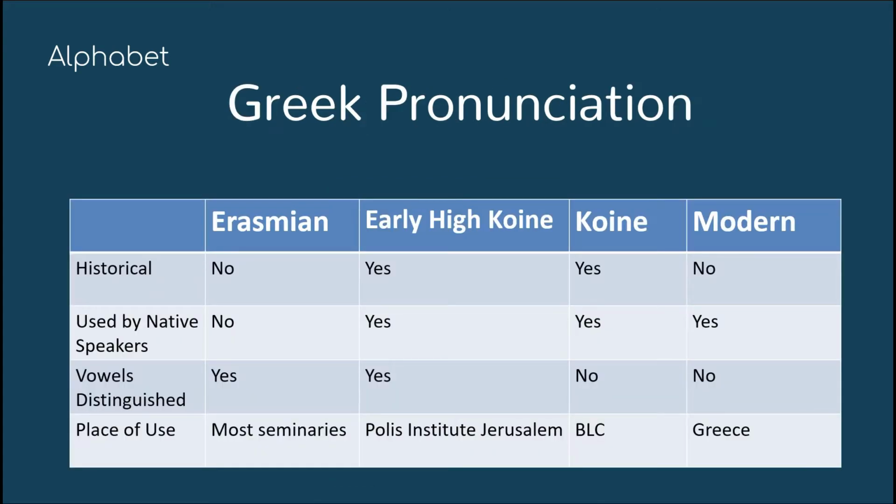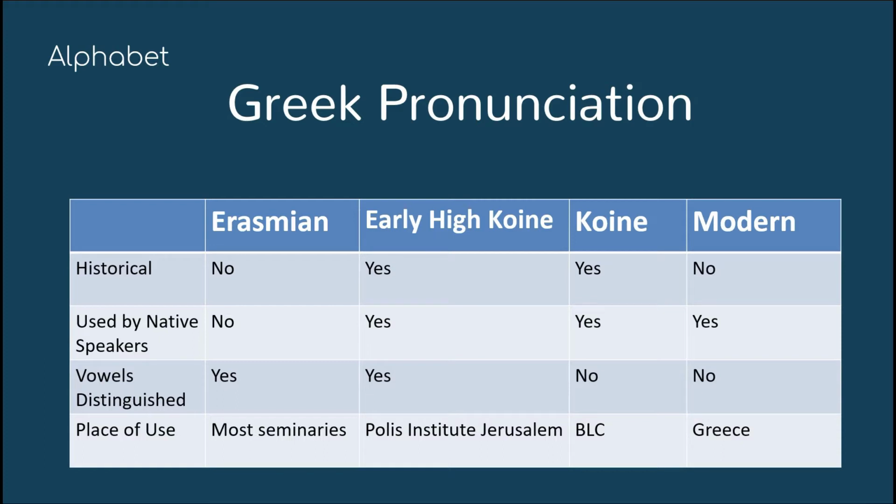Greek pronunciation is a hotly debated topic in New Testament studies. We have created Biblingo to be as flexible as possible in this regard, by including the 4 major pronunciation systems used today: Erasmian, Early High Koine, Koine, and Modern Greek. There are pros and cons to each, but you should keep in mind that the systems have far more in common than they have different, and you can become proficient at Greek in whatever system you use. So first, let's start out with Erasmian.